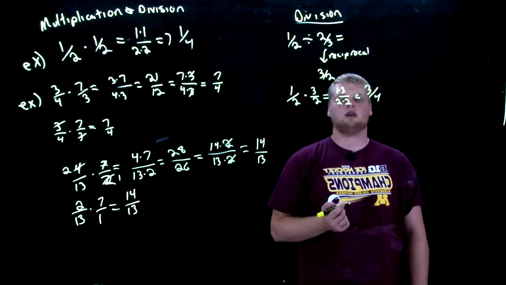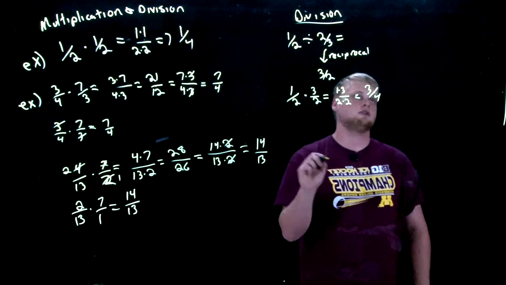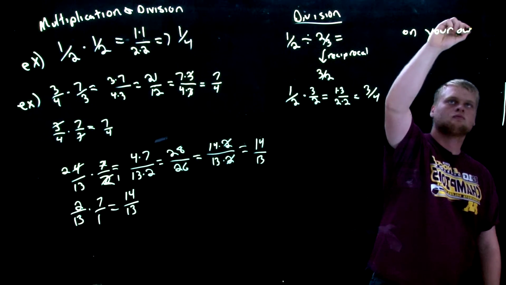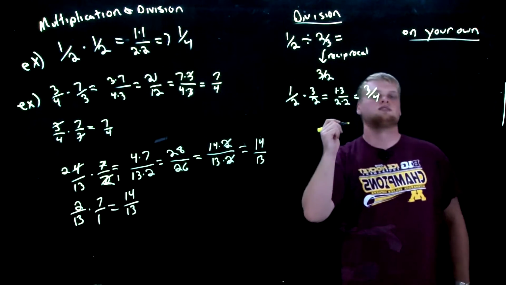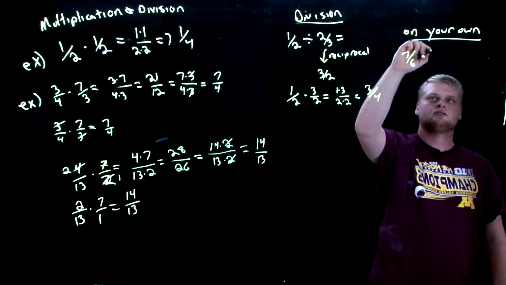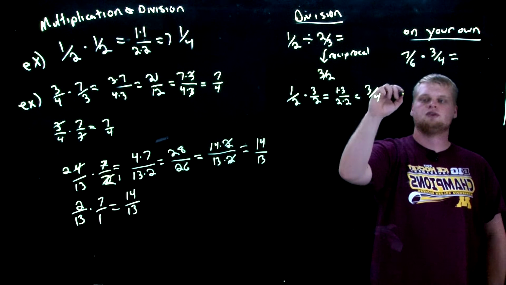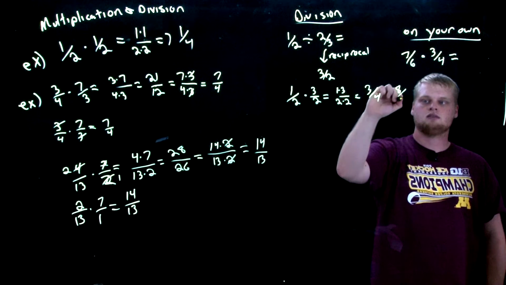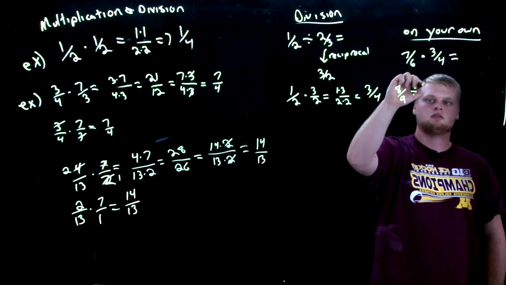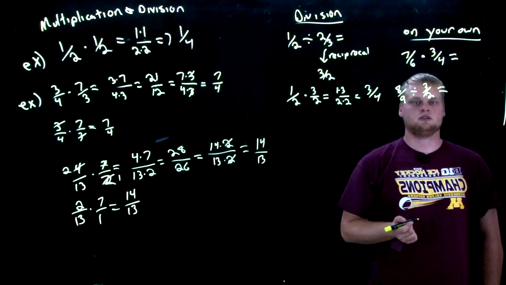So that's basically all we have for multiplication and division. Why don't you try 2 problems on your own? Let's multiply 7/6 and 3/4. And why don't you divide 8/9 divided by 3/2? Why don't you try those on your own?